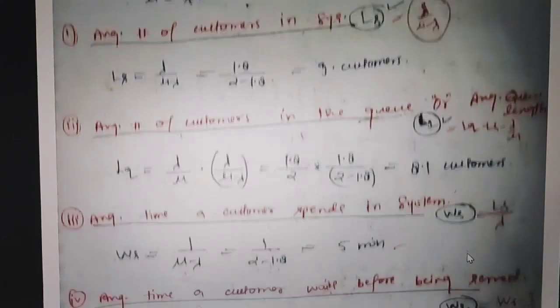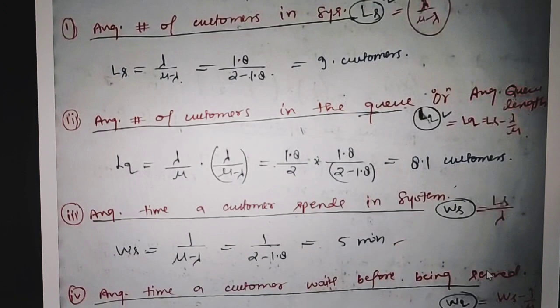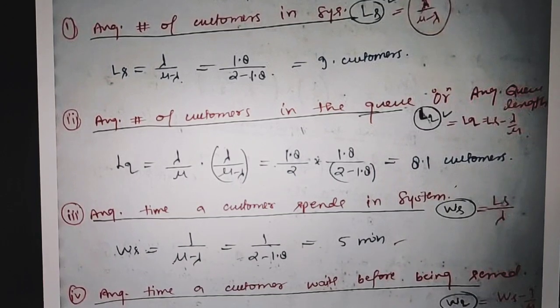Now, what is the average time a customer spends in the system, that is Ws. Since it says the average time spent in the system, W is for time and s is for system. So Ws is equal to Ls divided by lambda, or Ws is equal to 1 upon mu minus lambda. It is equal to 1 upon 2 minus 1.8, which gives us 5 minutes.